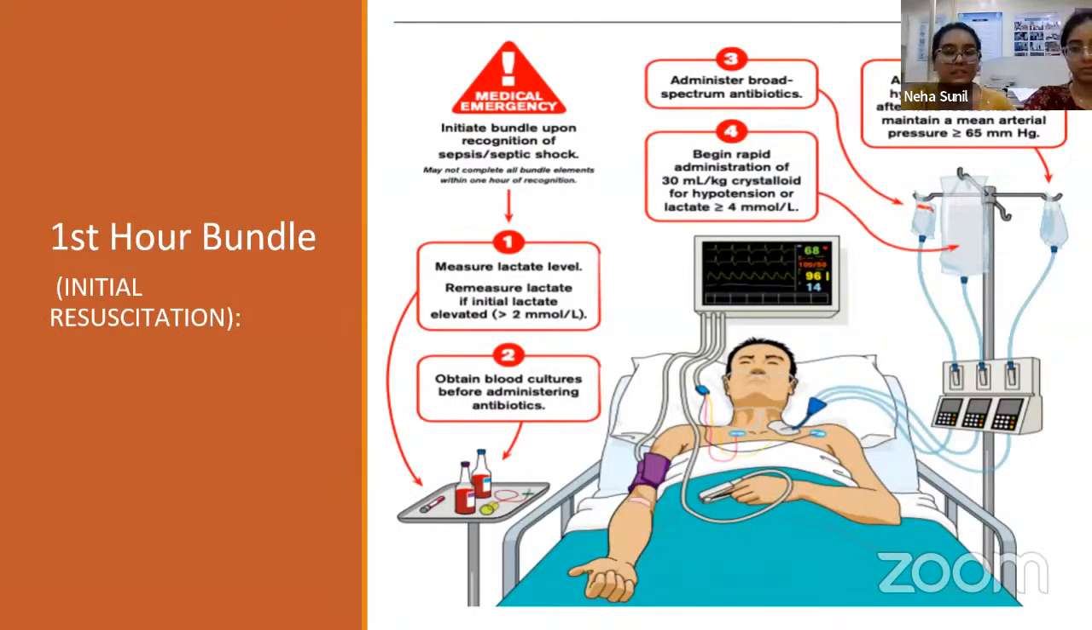is first to measure lactate and remeasure lactate if the initial lactate was elevated above 2 millimoles per liter, to obtain blood cultures before administering antibiotics. This has to be done at 2 different sites. Administer broad spectrum antibiotics and begin rapid administration of 30 ml per kg crystalloids for hypotension or lactate more than 4 millimoles per liter. Apply vasopressors if hypotensive during or after fluid resuscitation to maintain a mean arterial pressure of more than or equal to 65 millimeters of mercury.